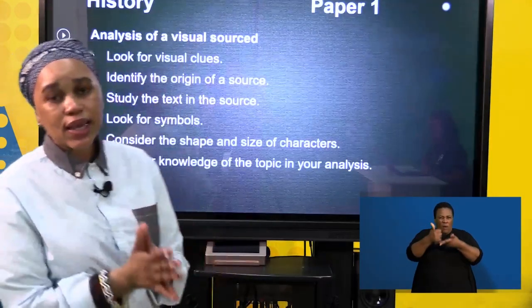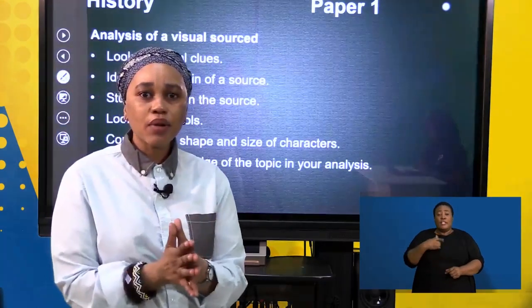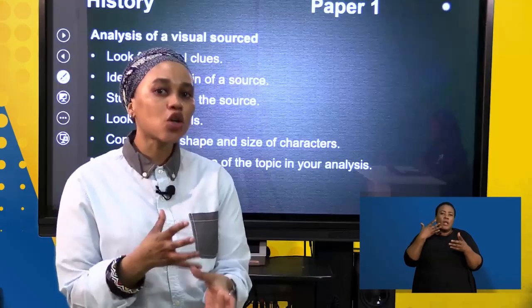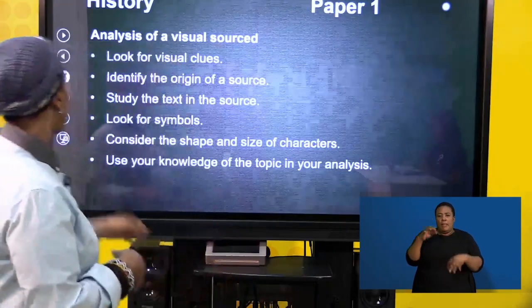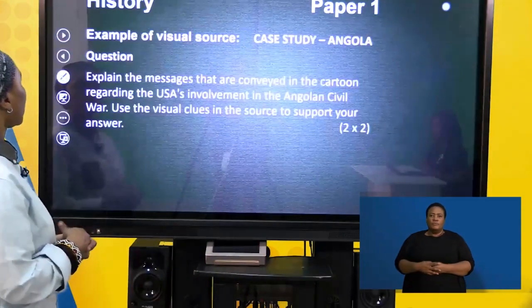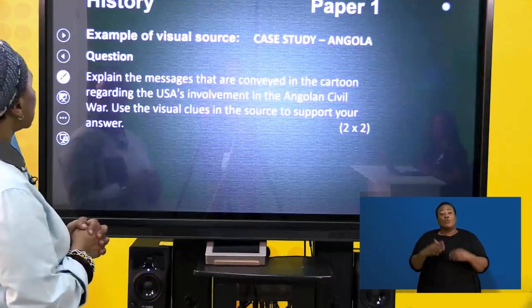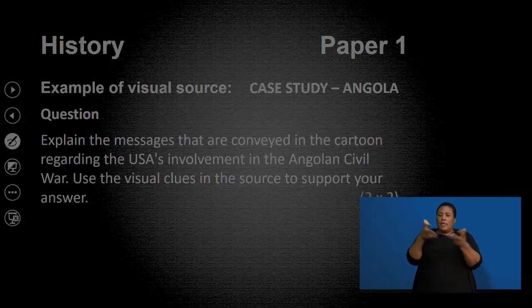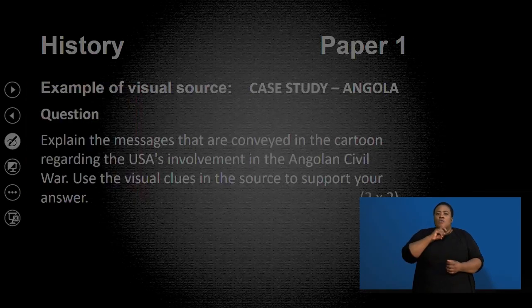As I said, we are going to use an example from last year's paper just to show you what sort of things to look for in a visual source. The question is: explain the messages that are conveyed in the cartoon regarding the USA's involvement in the Angolan Civil War. And it says, this is very important, use the visual clues in the source to support your answer.